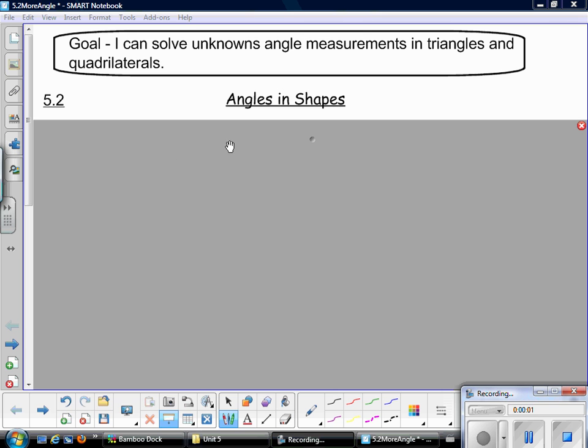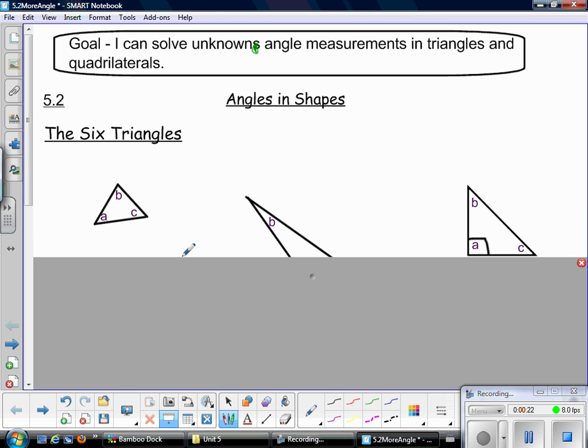Okay, today what we're doing is still focusing on angles, but this time we're looking at angles and actual shapes. So our goal is: I can solve unknown angle measurements in triangles and quadrilaterals. And actually we're going to extend it to other shapes as well. Okay, so angles and shapes.